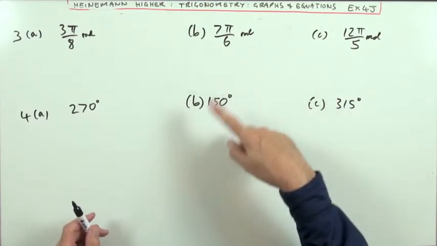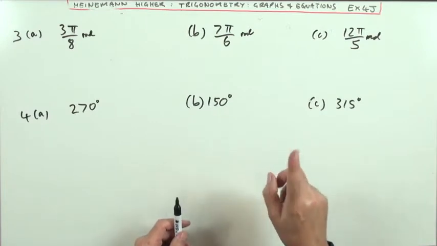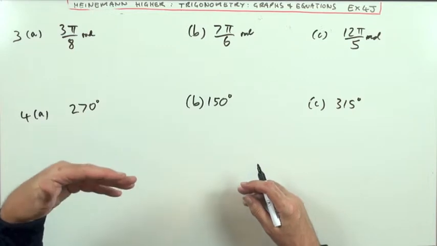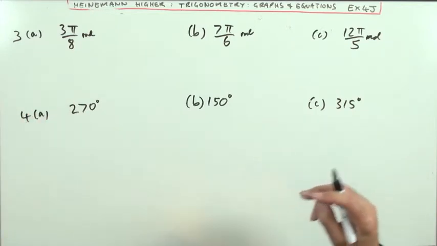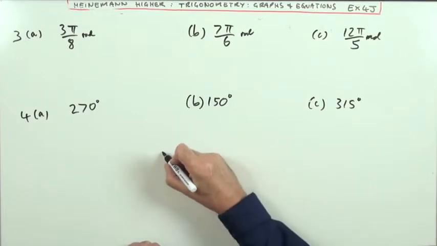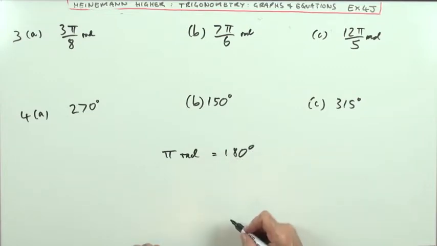What you can do when you're changing units, no matter what it is, is employ a bit of dimensional analysis, which sounds fancy, but it just means changing what you don't want into what you do want by getting rid of what you don't want and introducing what you do. And the pair you've got here is this: pi radians is equivalent to 180 degrees.